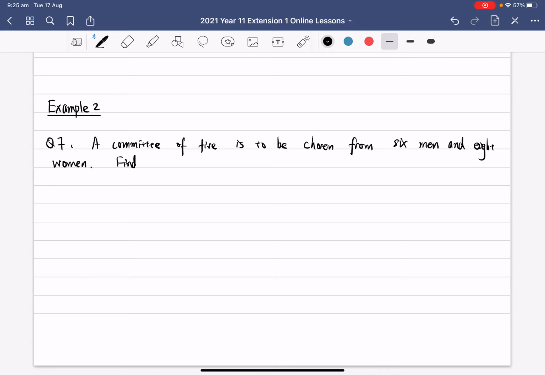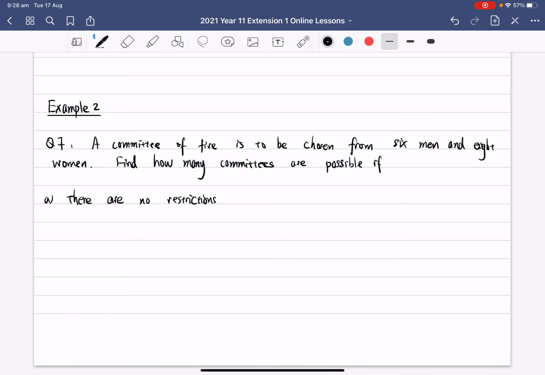Now, the question asks you to find how many committees are possible. The first question here is if there are no restrictions at all. Remember that for combination questions we can also have restrictions. Sometimes a person does not want to be in the committee with another person, so you have to take that case into consideration.